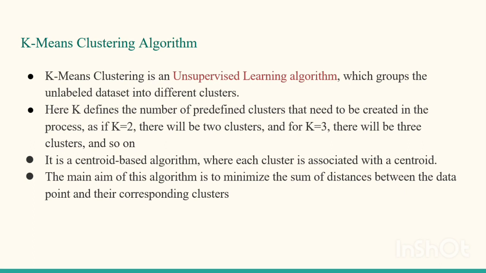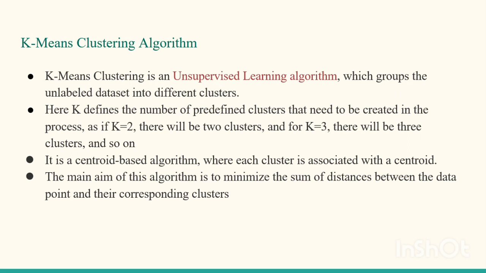K defines the number of predefined clusters. If K equals 2, there will be 2 clusters, and for K equals 3, there will be 3 clusters, and so on. Basically, it is a centroid based algorithm. Each cluster is associated with a centroid. That means clusters are formed around central points known as centroids. The main aim is to minimize the sum of distances between the data points and their corresponding clusters.